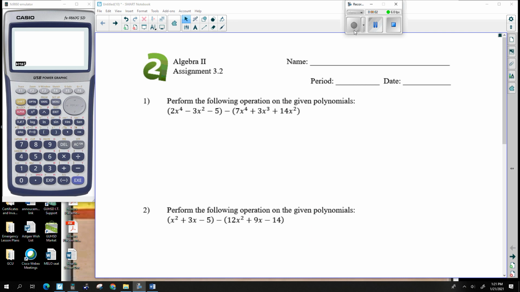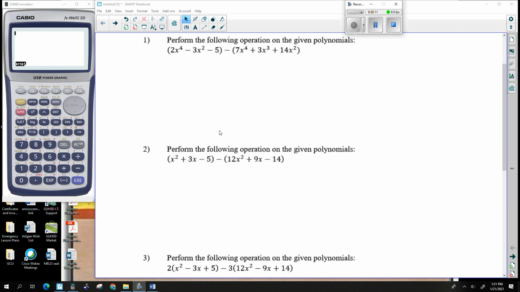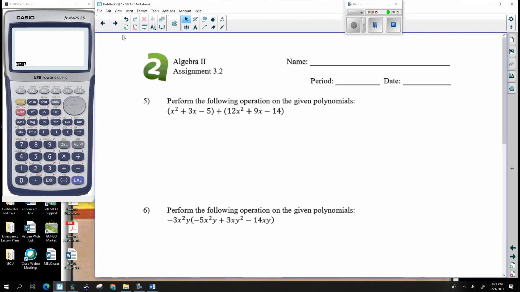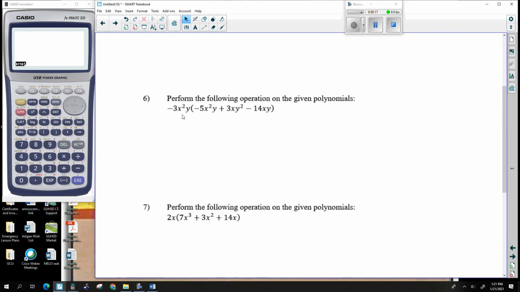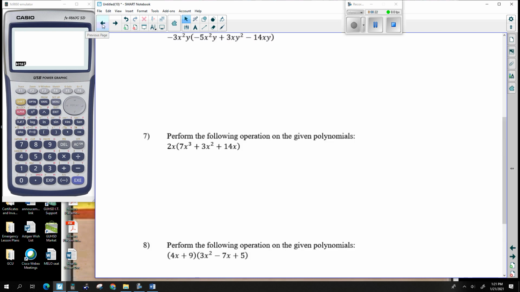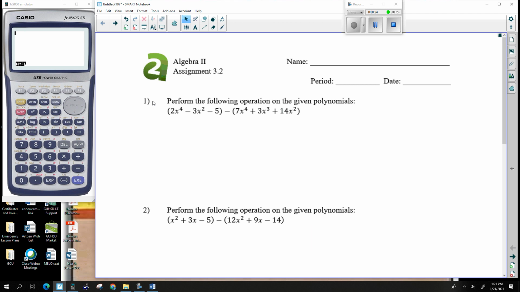Okay, here we go with the second assignment of Unit 3. This is assignment 3.2, and what this is going to be dealing with is a lot of addition and subtraction with a little bit of distributive property with some multiples in here. So again, just adding and subtracting and just a little bit of multiplication.